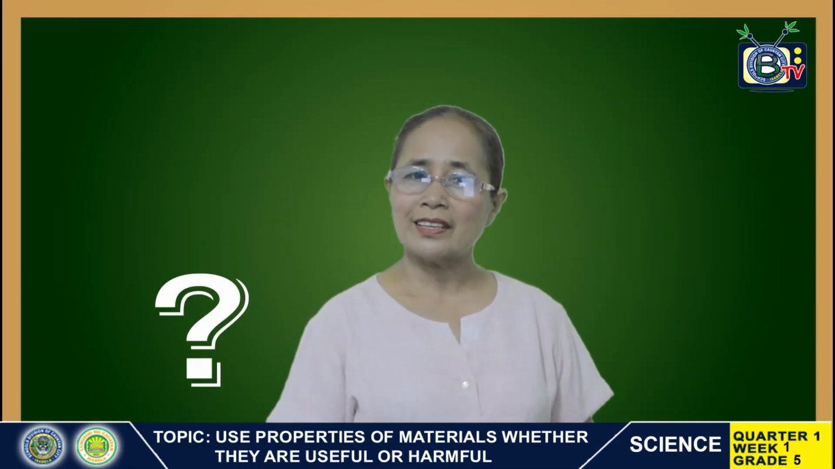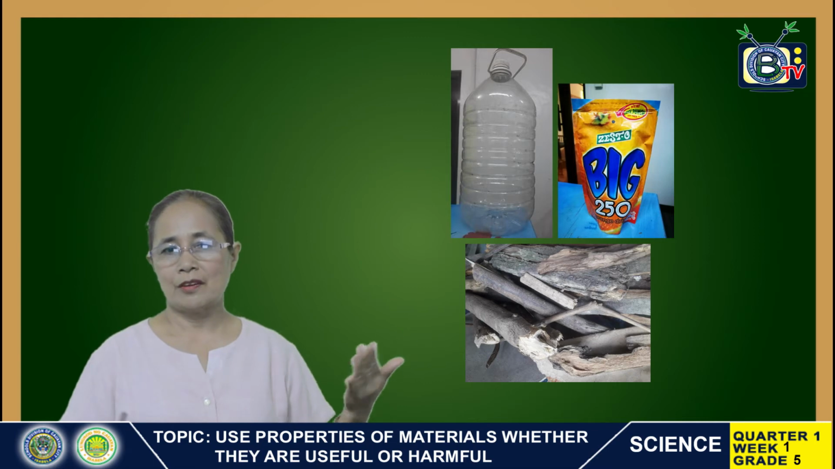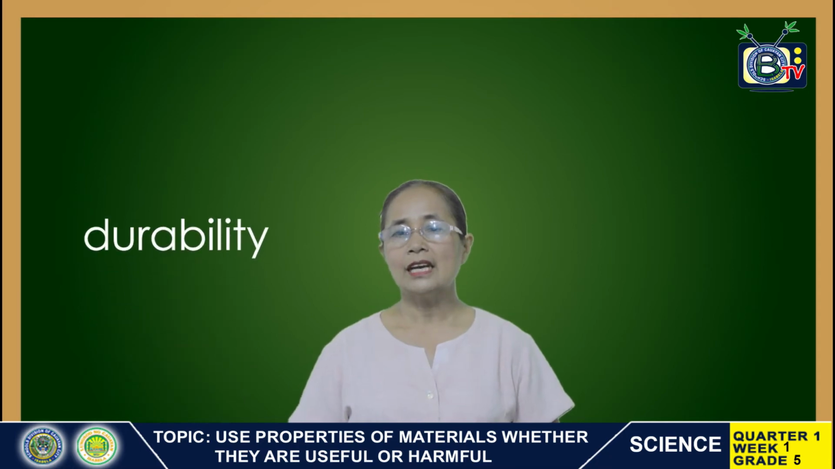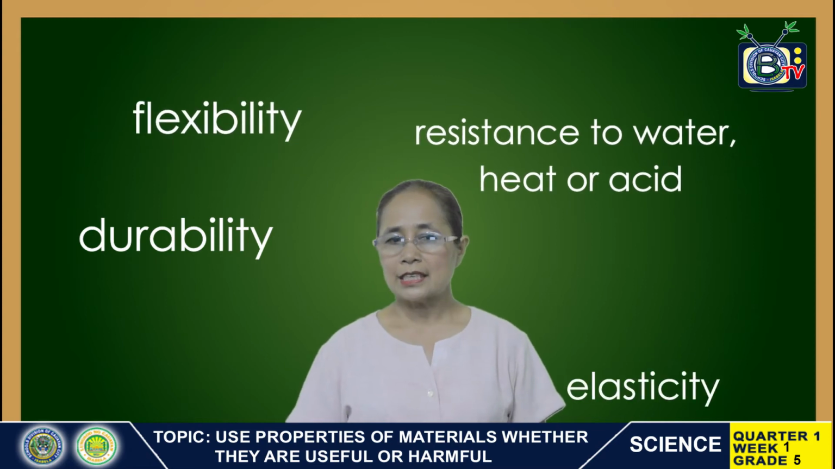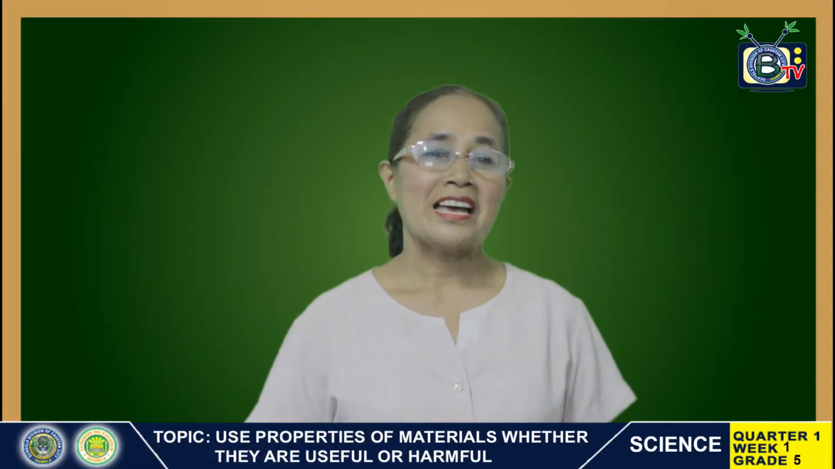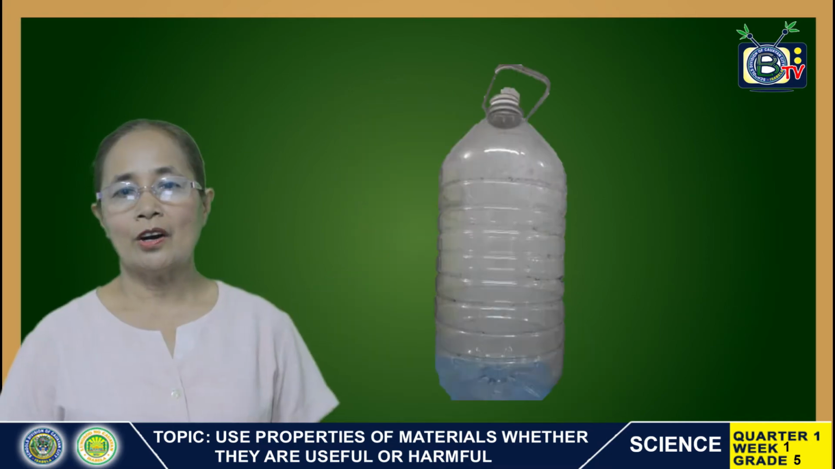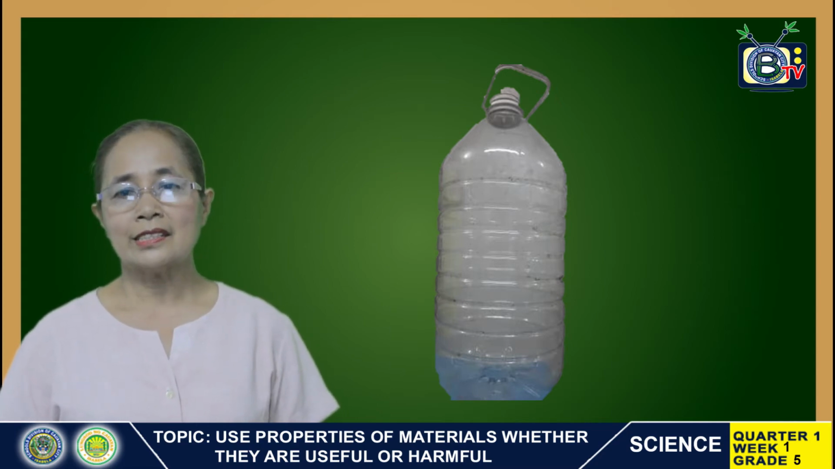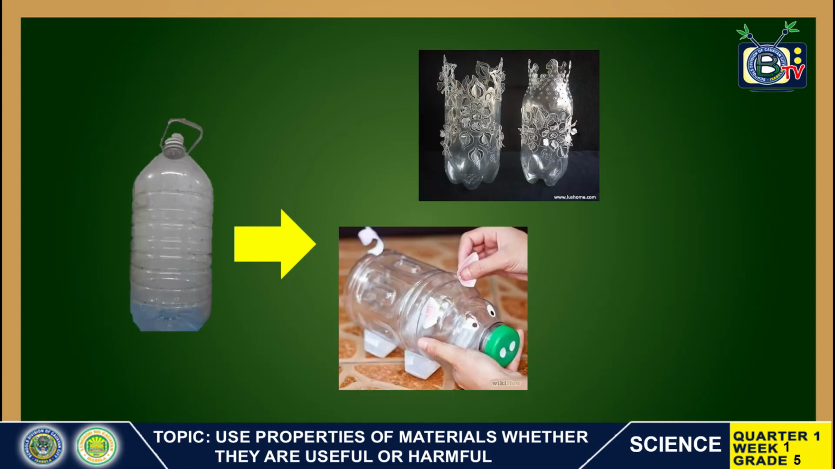When do we say the material is useful? Materials are considered useful when they serve a purpose. These materials may have properties such as durability, resistance to water, heat or acid, flexibility, elasticity, hardness, and so on. Some useful materials can also be reused. Example, a container of any solid or liquid material. When it is already empty, it can still be used for other purposes such as a flower vase, a coin bank, or a house decor.